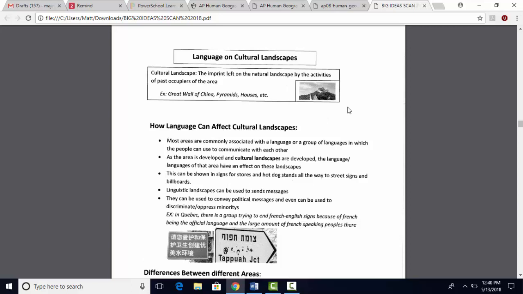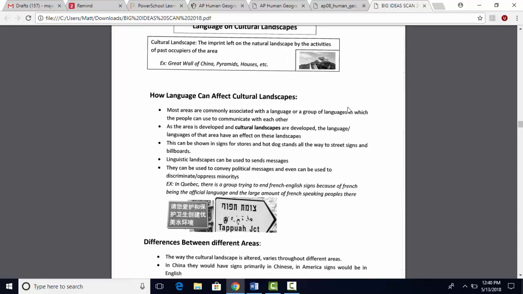Most areas are commonly associated with a language or a group of languages in which the people can communicate with each other. And so language oftentimes is clear on the cultural landscape because signs will be in one or more languages. As the cultural landscape has developed, the language of that area will have an effect on the landscape, right? If you look at signs for stores, street signs, billboards, you'll notice the languages being used are a reflection of the cultures that live there. If you go into ethnic neighborhoods, you're going to run into a lot more signs in those particular languages, which will indicate if it's a blended community or not.